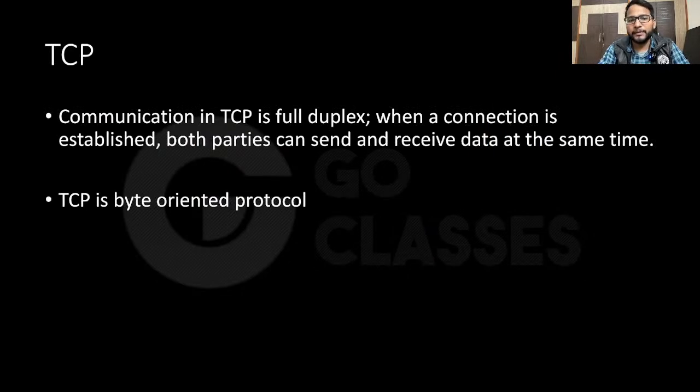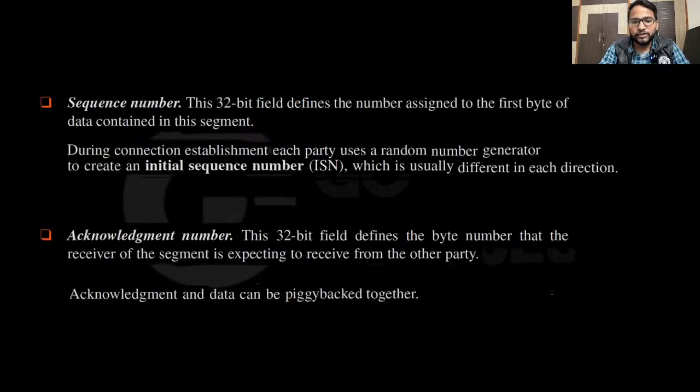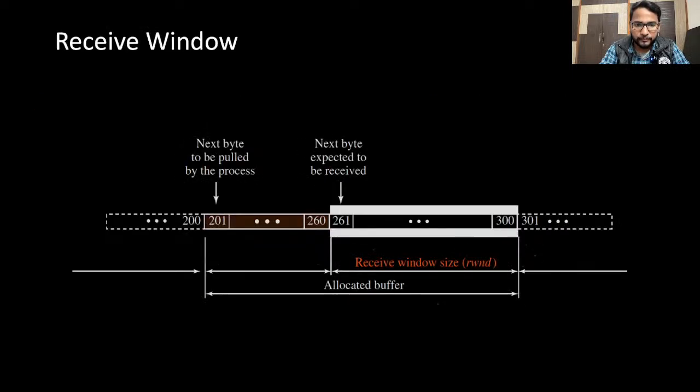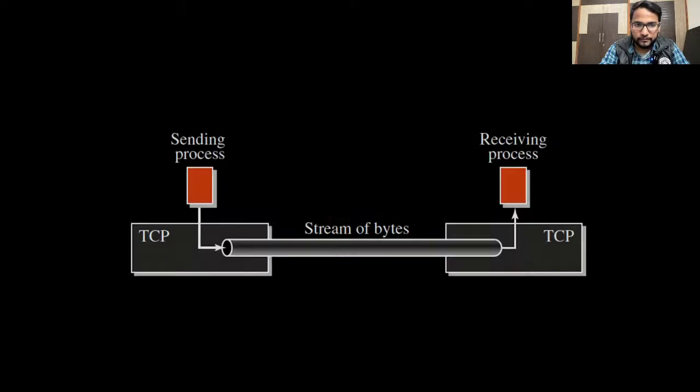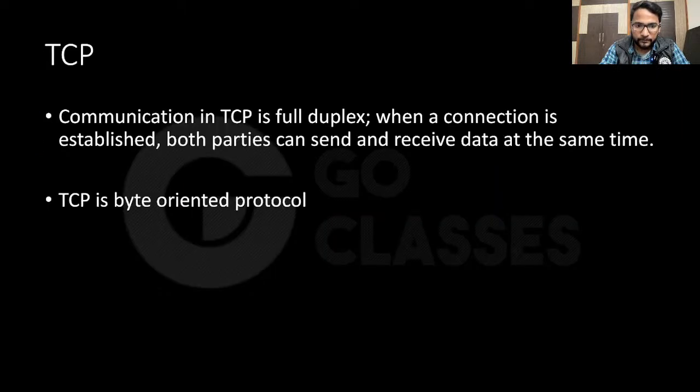Yeah. So TCP is a communication which is a full duplex communication. So let me just show you the slide. Yeah. So TCP is a full duplex communication. What does this mean? It means that whenever you are sending data, let's suppose you are sending from client to server.